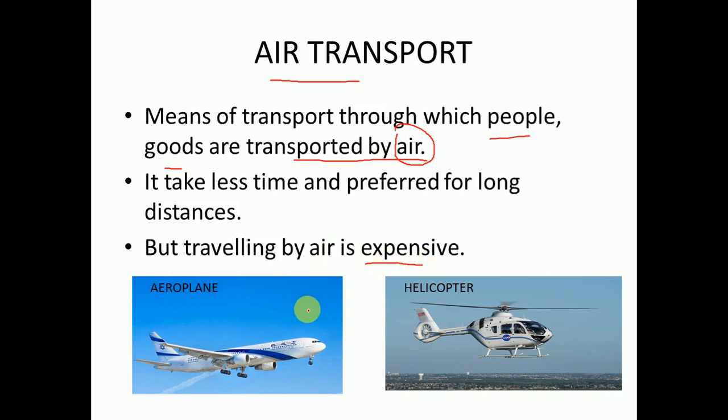Examples are aeroplane, helicopter, right? Aeroplane can also carry letters and parcels. And helicopter, they are mostly used by people in high mountains. And they carry few people only. So now you have learnt about air transport.